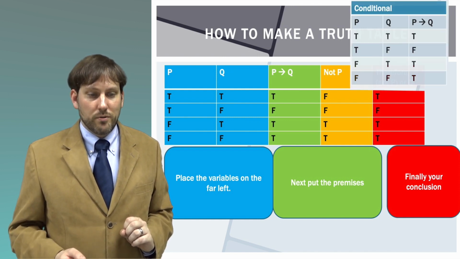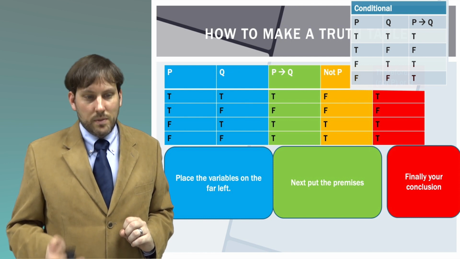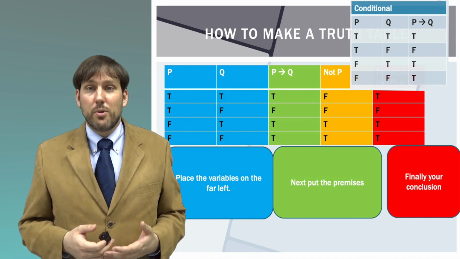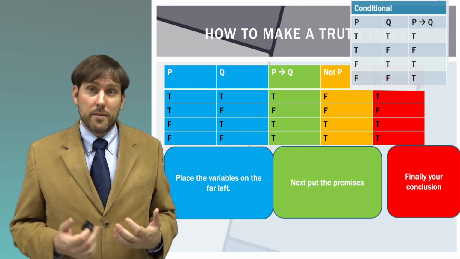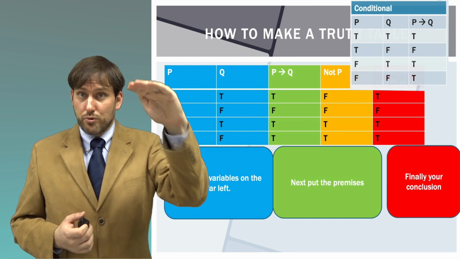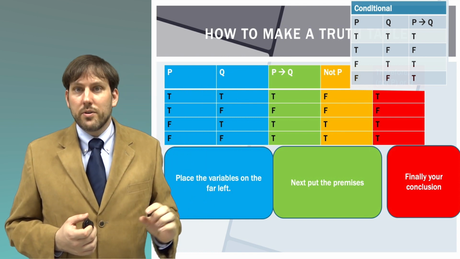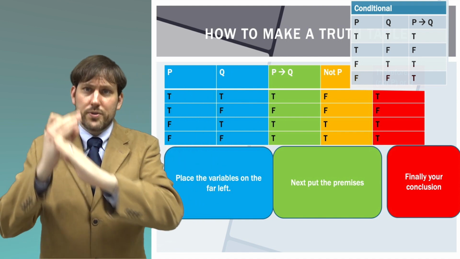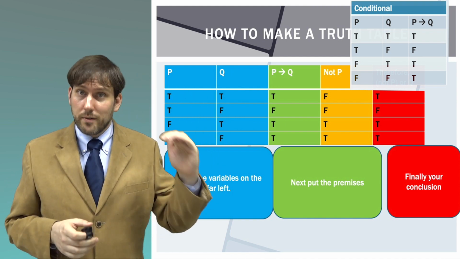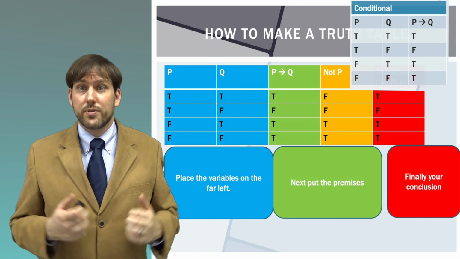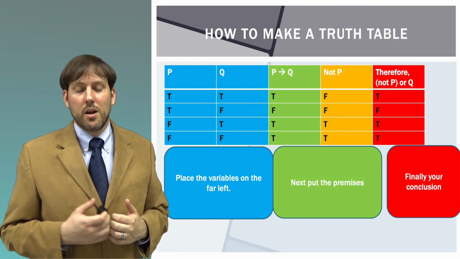P implies Q. So here we have TFTT. Why? Because the top one, it's true, true, therefore true. The second one is true, false, and that is false. The third and fourth, the left-hand side is false, so that means it's automatically true.